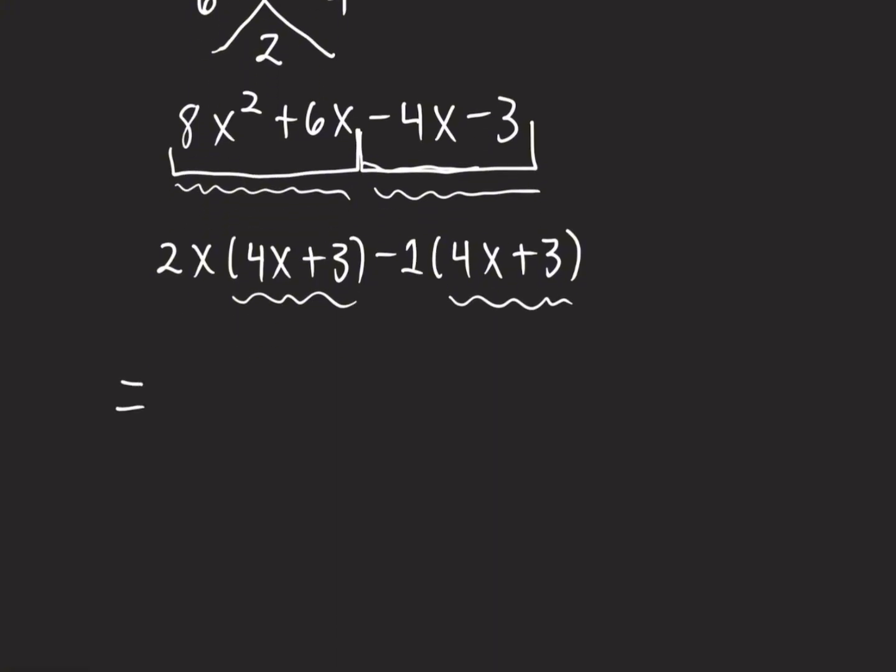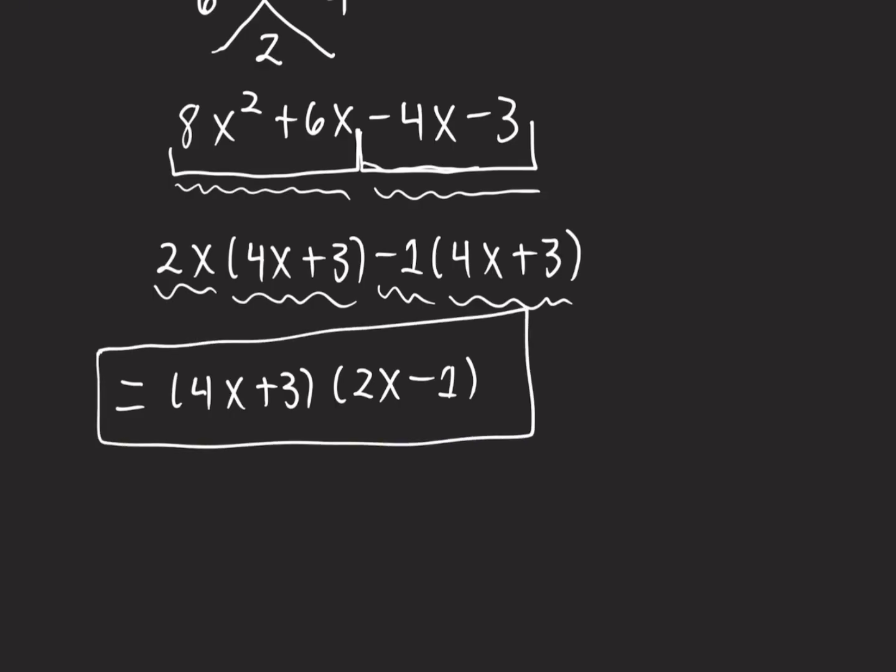And now to write out our final answer, we write out what's in our brackets here. So 4x plus 3. And then we write out what's left outside of our brackets, which is that 2x and that -1 there. So this is our answer for the next one.